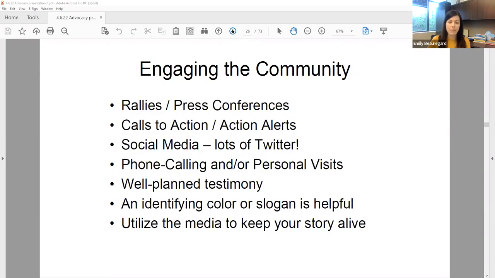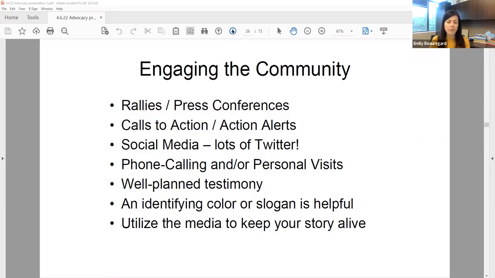If you can't do something really big that takes a lot of production, like a rally, press conferences will get a lot of coverage. And then, of course, calls to action and action alerts. We put these out regularly via email to our networks, also on social media, where we very quickly bullet what the problem is or what the solution is that we're looking for, and then exactly what we're asking people to do. Make a phone call to your legislator, send this email, or sign this letter, and just make it as simple as possible. The easier you make it, the better.